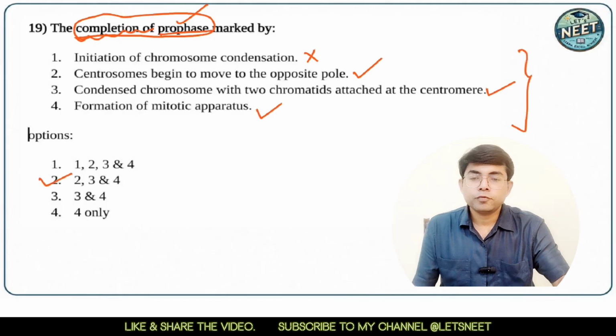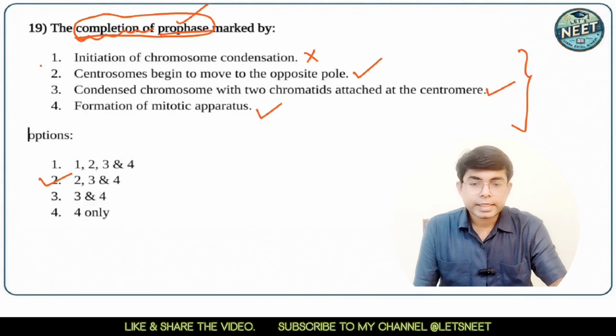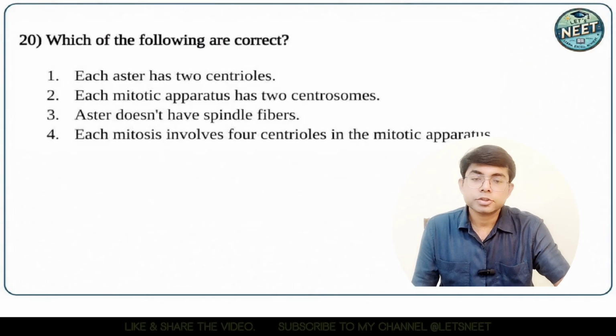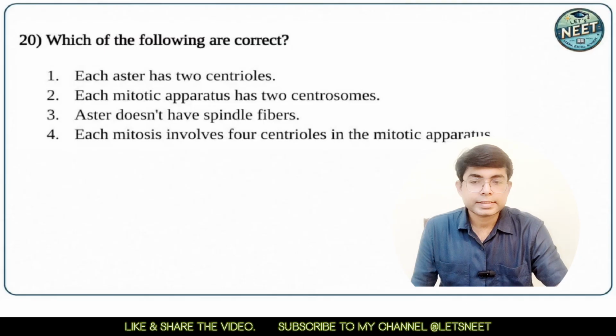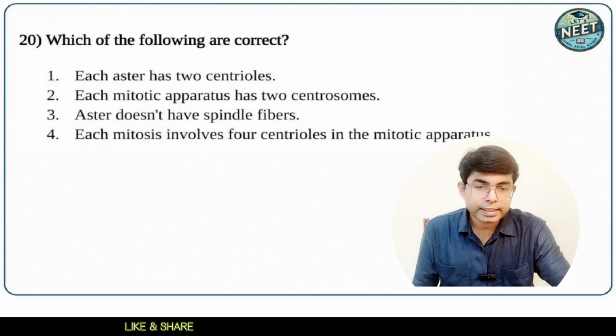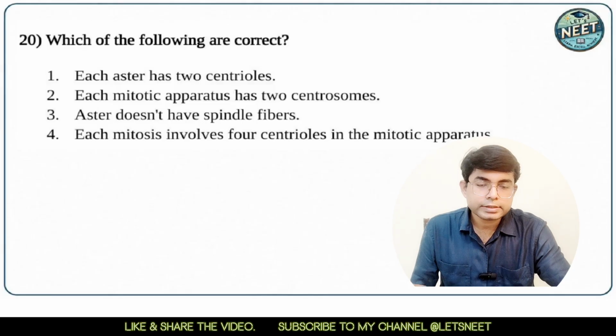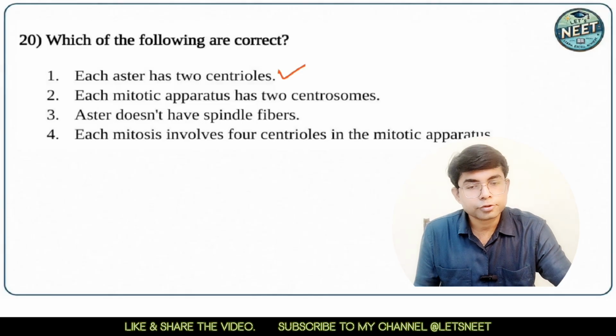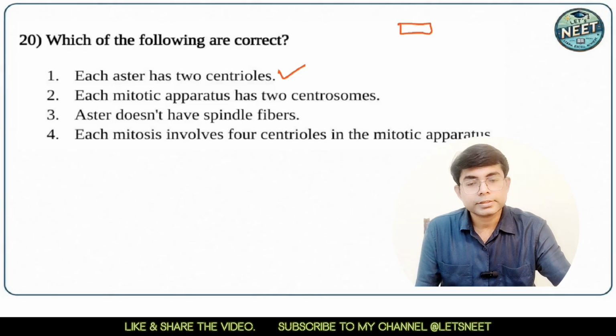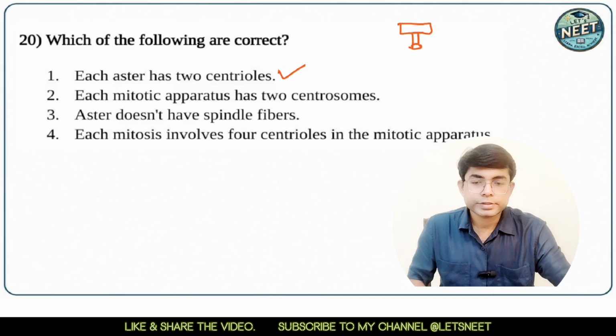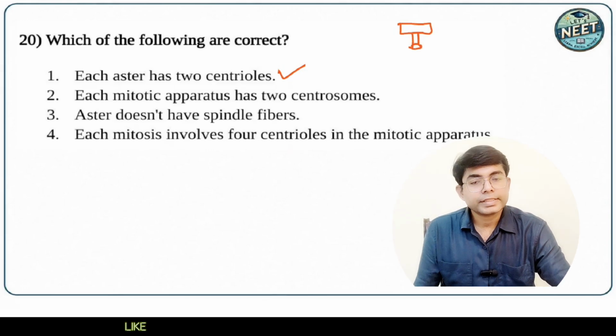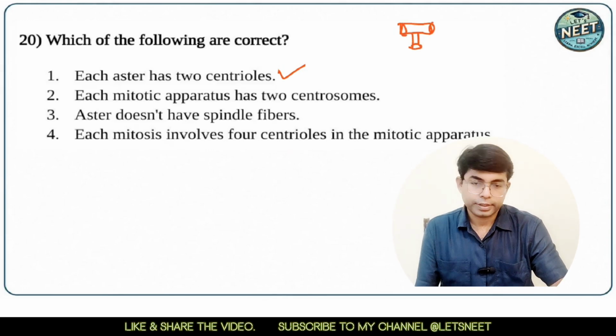Next one. Which of the following are correct? This is important, related to the mitotic apparatus. In this, each aster has 2 centrioles. This is correct because each aster has one centrosome and one centrosome has 2 centrioles. That's why each aster has 2 centrioles. Each mitotic apparatus has 2 centrosomes. Yes, this is also correct.